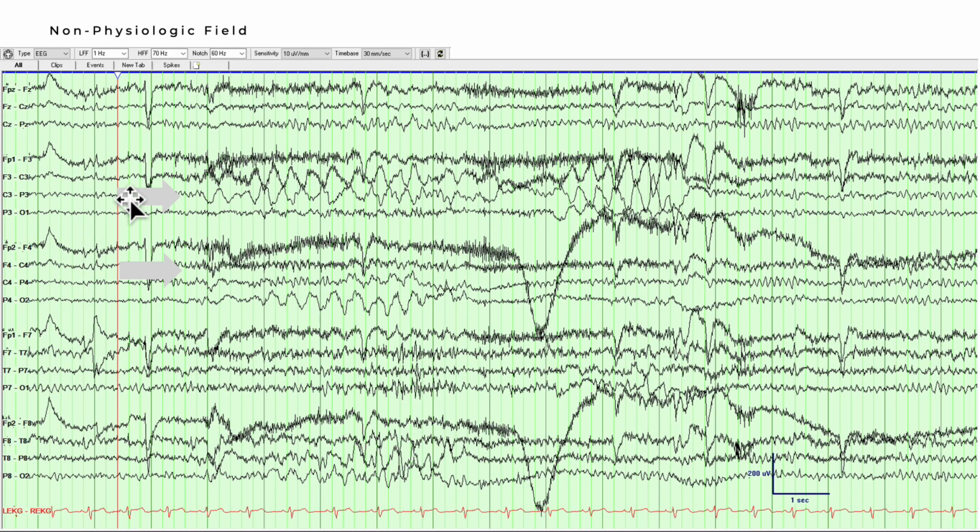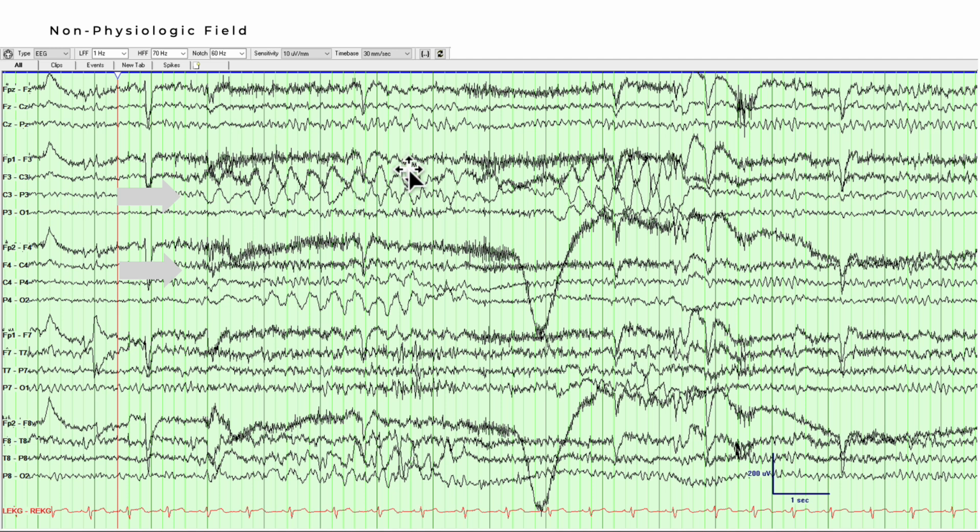So this is an example of a non-physiologic field. You can see here that this field is maximal in the left central region, and you also see it in the right posterior region. So it wouldn't really make sense. It should spread out gradually from here. It shouldn't just pop up randomly in points of the head, but then otherwise not appear. So this is a non-physiologic field. It doesn't really make any sense how a field would propagate.